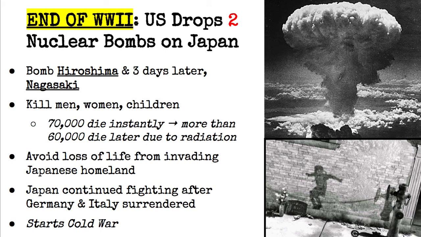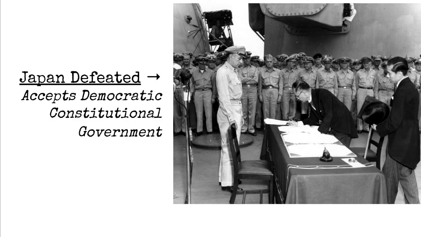But nonetheless, it was used, and because of those 2 bombs, the bomb in Hiroshima and then 3 days later a bomb dropped in Nagasaki, is what ends World War II. And after Japan is defeated, as you can see, the person standing there in the military uniform, that's General MacArthur, and the person across from him, that is Emperor Hirohito.